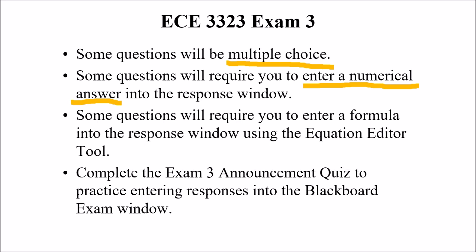So if it asks for megahertz, then the number needs to be in megahertz, and if it asks for a certain number of decimal points, you need to have that number of decimal points. Otherwise, the number won't match. Some questions will require you to enter a formula into the response window, and the Blackboard program has an equation editor, so you will be able to get all the mathematical symbols into the equation. So some questions will have that requirement.